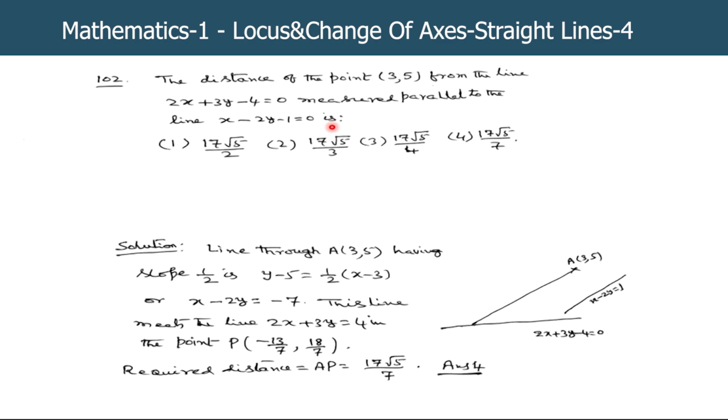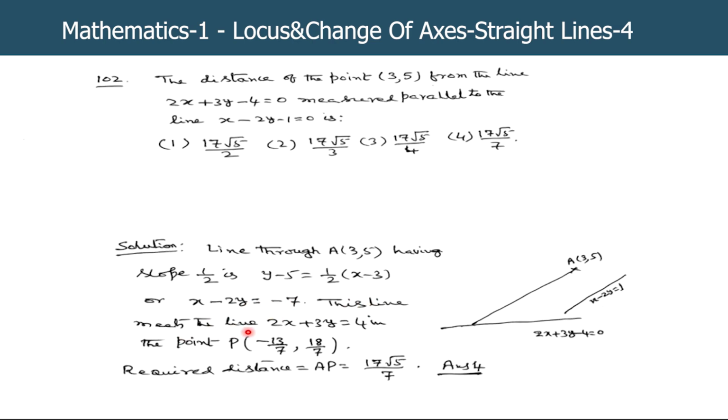So here the line through A 3, 5 has slope half, because that line must be parallel to the line x minus 2y minus 1 equal to 0. So y minus 5 is equal to half into x minus 3, which is x minus 2y is equal to minus 7.